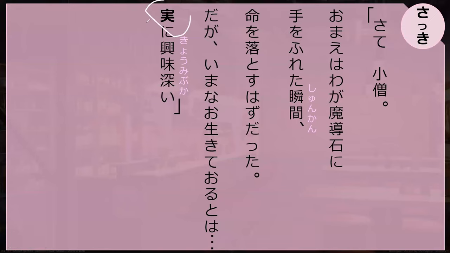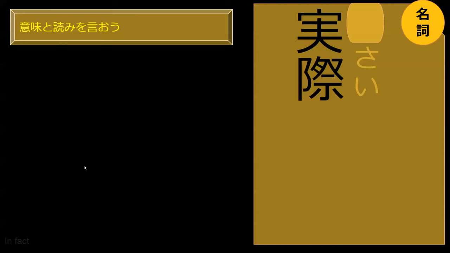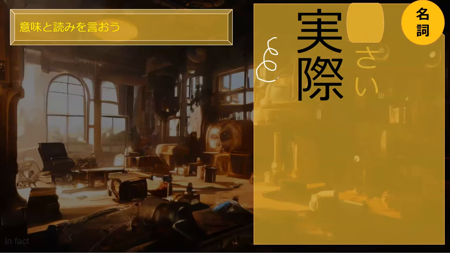Do you know how to read this kanji? The truth. I mean, the reality. It does mean the truth or reality. How do you pronounce it? Jitsu. So we're going to be seeing jitsu in a word that follows that standard rule we talked about earlier today. How do you think you read this word that means in fact? So we're going to have a glottal stop here. Jitsai.